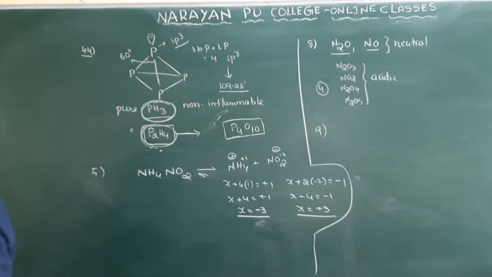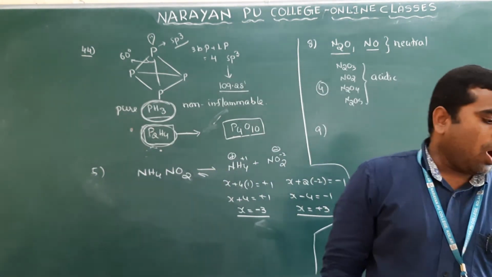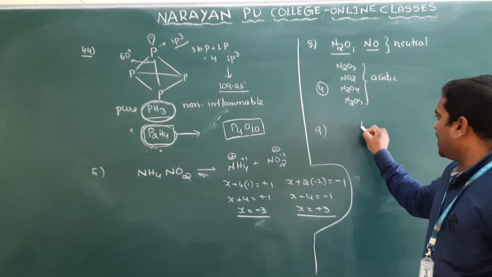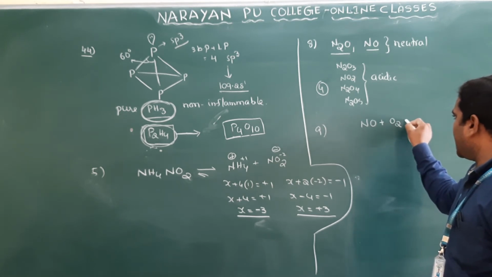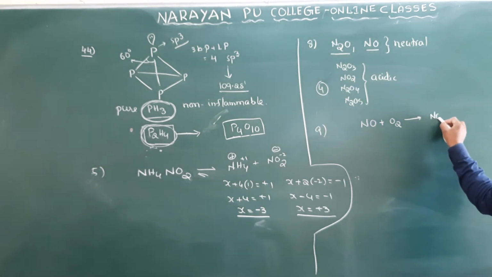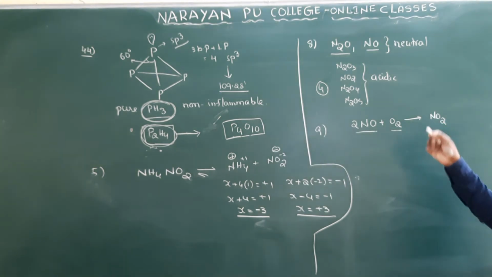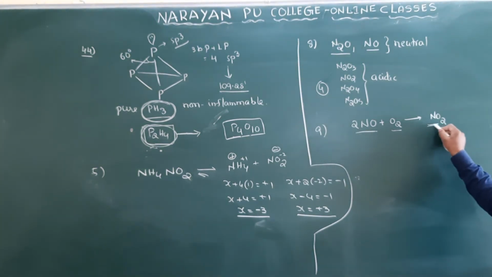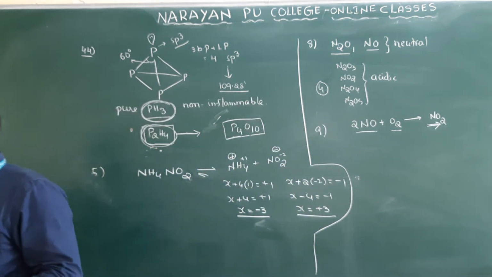The 8th one is completed. Go for the 12th question. Oxidation of NO in air produces what? Here you will get NO2, nitrogen dioxide. Take 2 moles of NO and add oxygen. Then what will you get? You will get NO2. So option 3 is the correct one.